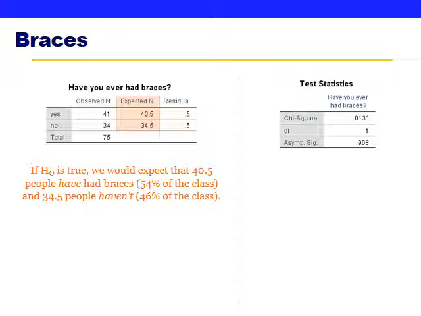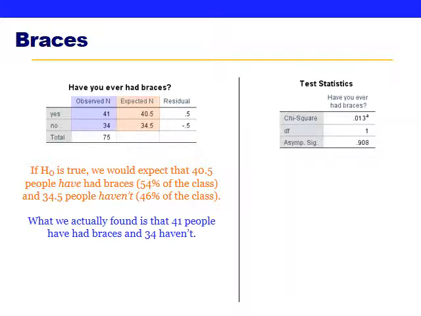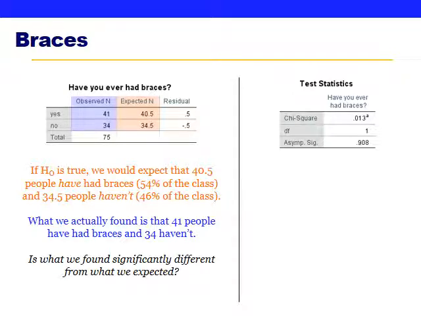In other words, these are the numbers that we would expect to find if the people in our class are no different from the general population in terms of whether they had braces or not. What we actually found is that of the 75 people in our class, 41 of you have had braces, 34 of you have not. And as you can probably see, the observed values and the expected values are very close to each other, suggesting that the people in our class are not different from the general population. However, we don't technically know that until we look at the results of the chi-square test.